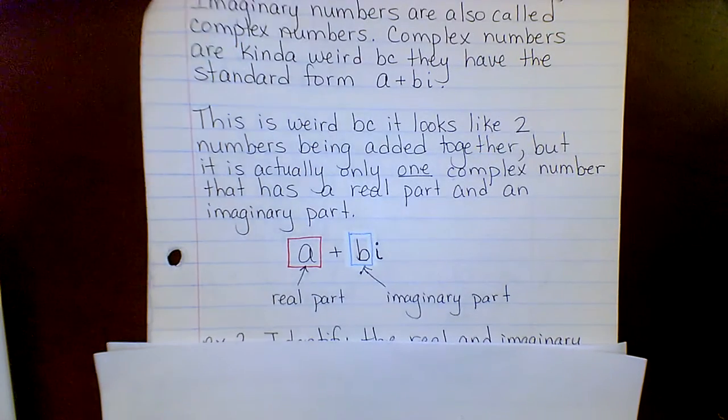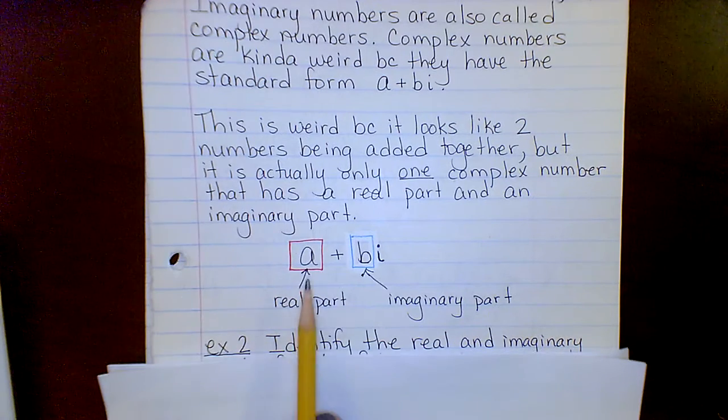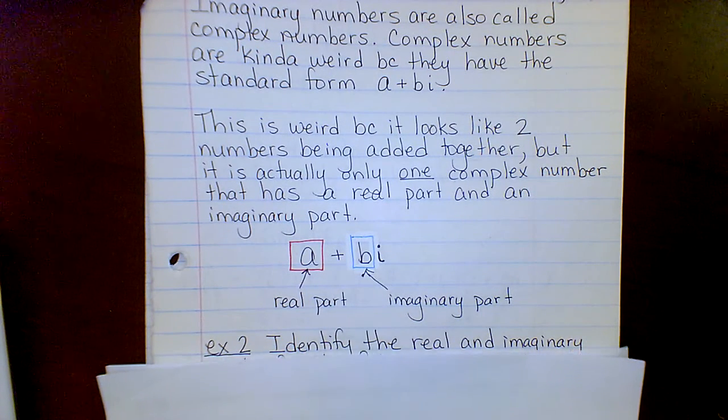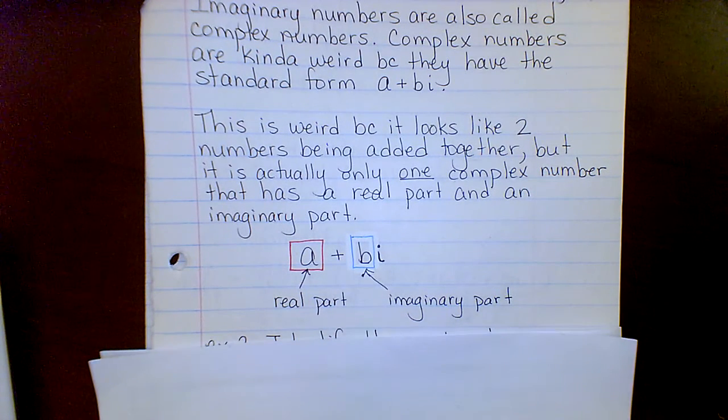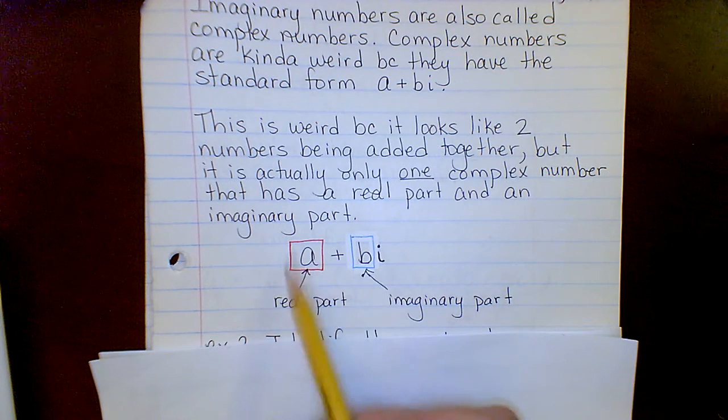So in a complex number or an imaginary number, whichever one you want to call it, this number is what we call the real part, and this number is what we call the imaginary part. How can you tell the difference? Well, the imaginary part is the one hanging out over here with the i. The real part is the one over here by itself.